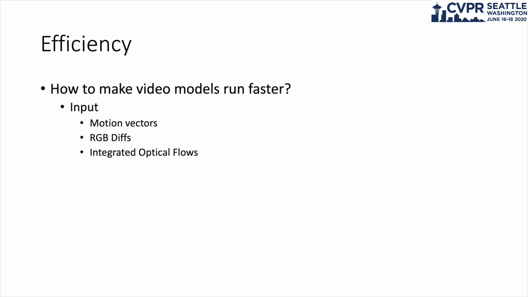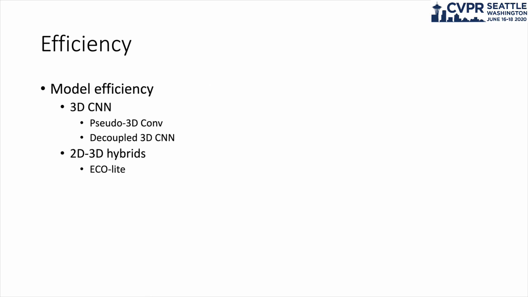First, for efficiency, to make video models run faster, people start to think about the input to the video models. We have seen works utilizing motion vectors, which are already provided by the video encoders, and RGB differences, which can be simply computed by subtracting two consecutive frames, or integrated optical flow networks to replace the computation-heavy optical flow computation in the two-stream CNNs.